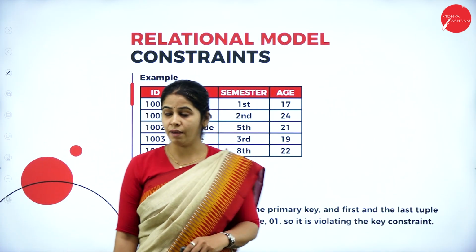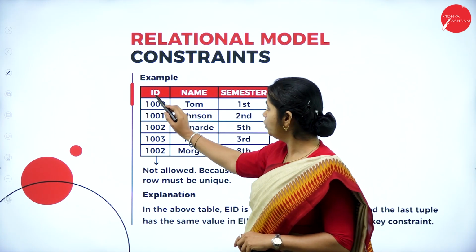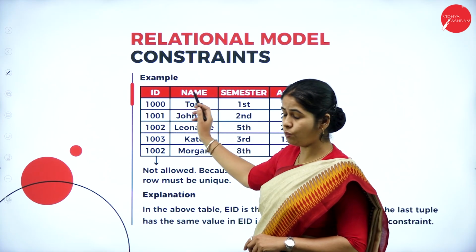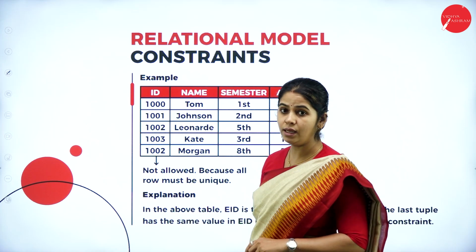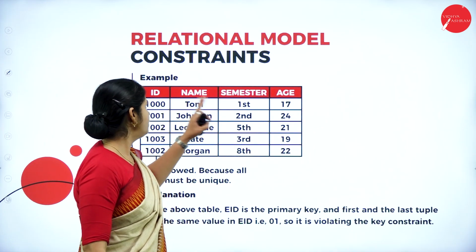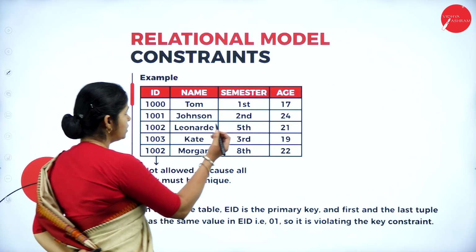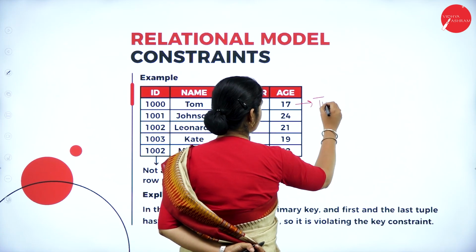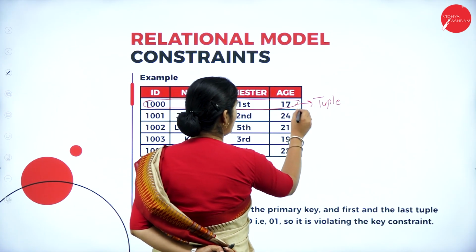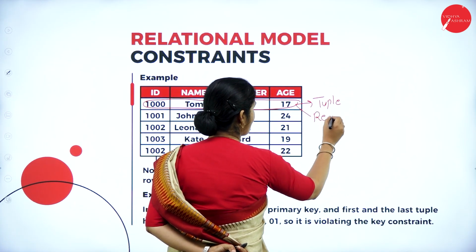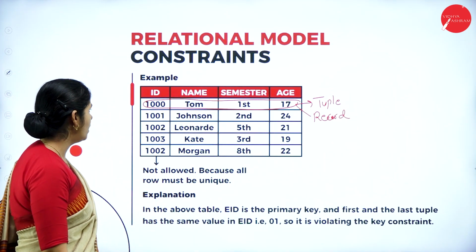Okay, next we have an example here. We can see in the example the attributes, that is ID, name, semester and then age. How many columns do we have? 4 columns. How many rows do we have? We have 5 rows. So this is called what? Tuple, or this complete thing is called one record.